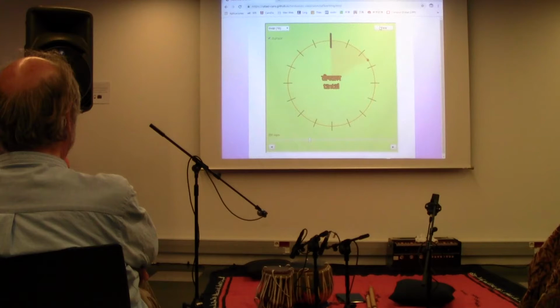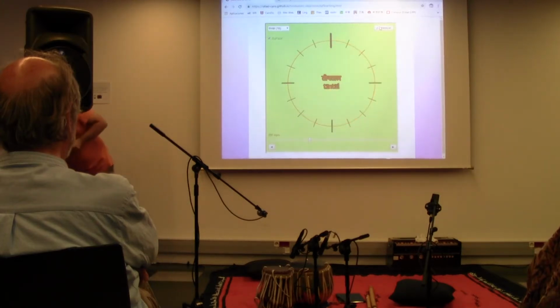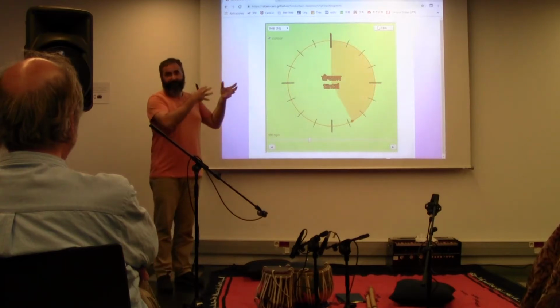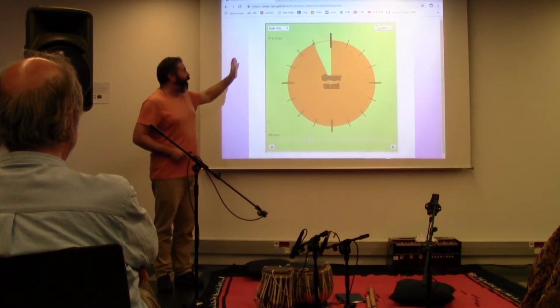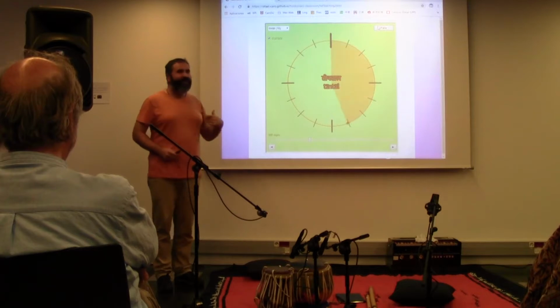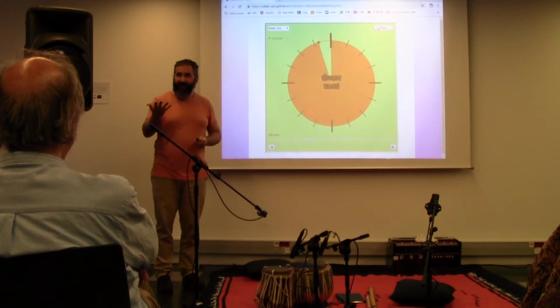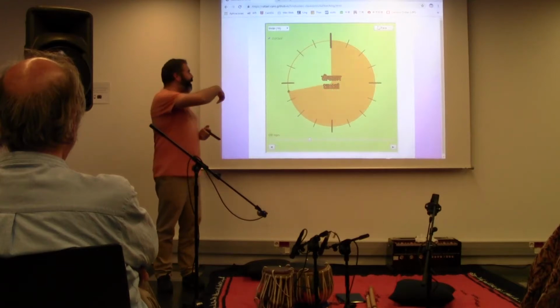So besides the subdivision into different matras, these matras are further grouped in different groups. Right? In the case of tin tal, they are equal. They are 4 groups of 4 matras each. And there is a traditional way of following the tal. In fact, the word tal means clapping. So the way of following the tal is to clap at the beginning of each of these groups.